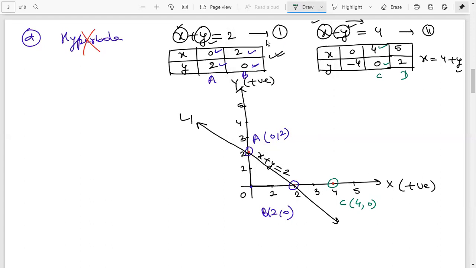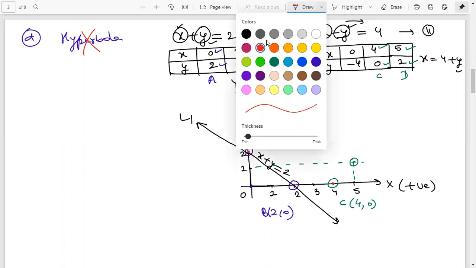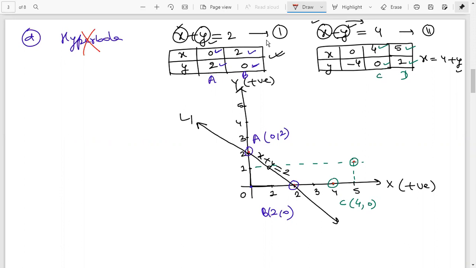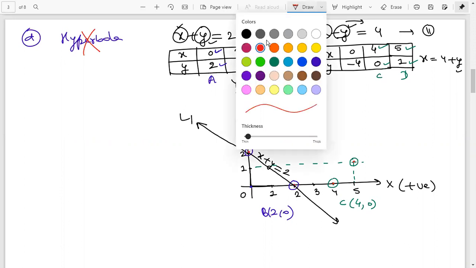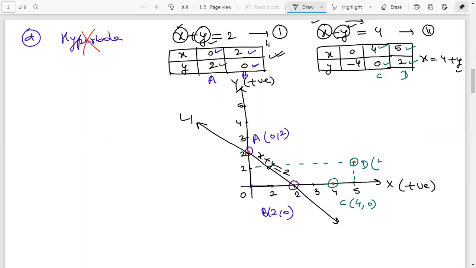Now we have the next point 5, 1. Always x first, then y. So x is 5, y is 1. Where will it be? We will draw a line parallel to the y-axis at x equal to 5, and then from y equal to 1 we will draw a line parallel to the x-axis. The meeting point will give that particular point. So this will be 5, 1, and we'll name this point D.